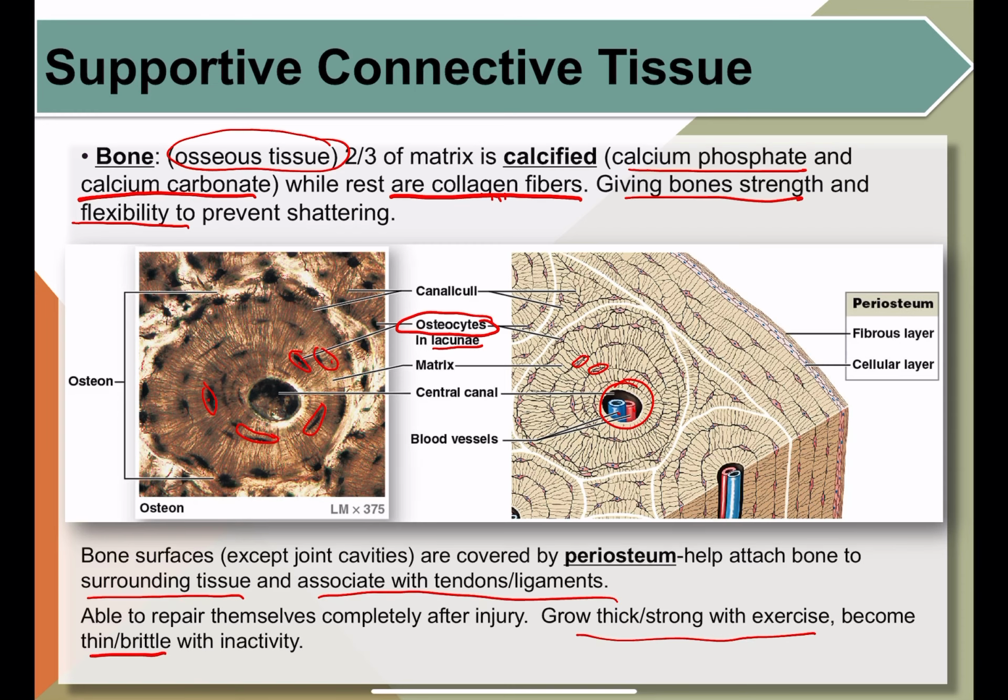So bone cells are right here. It's pretty easy to tell. You can't miss bone because it looks like little logs, cross-sections of logs going across. And for bones, you need to know osteocytes within the lacunae. We'll talk about these other features when we get to chapter 6, so don't worry about it for now.